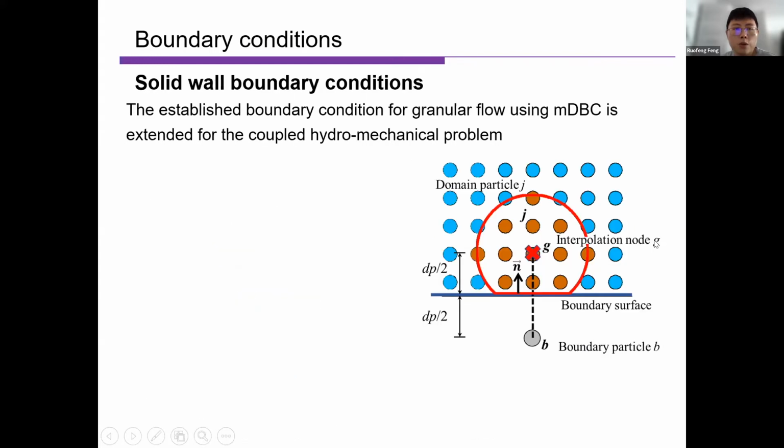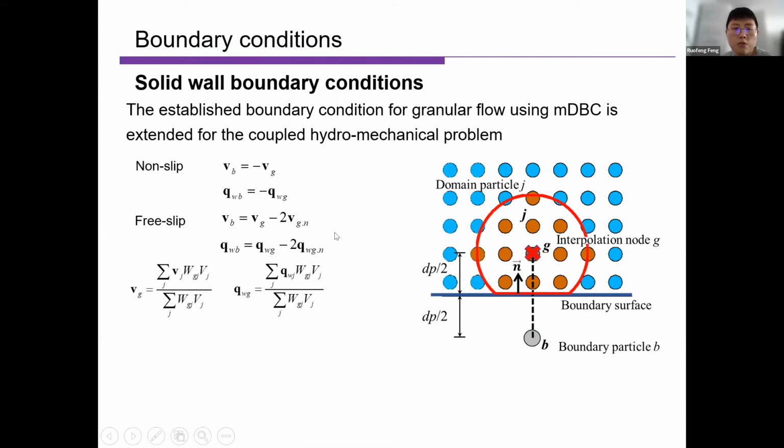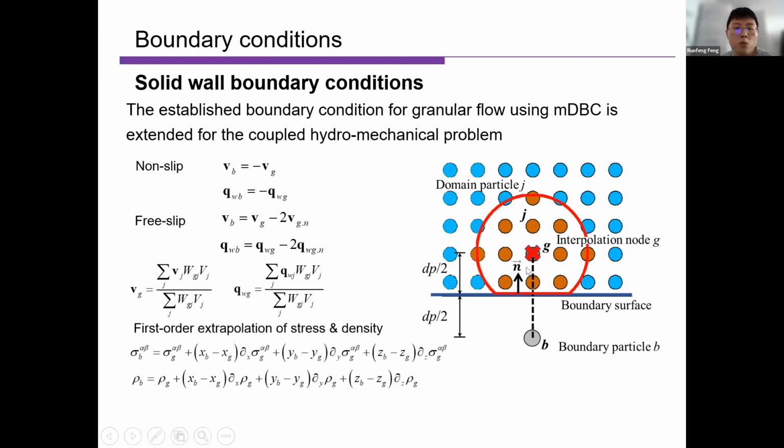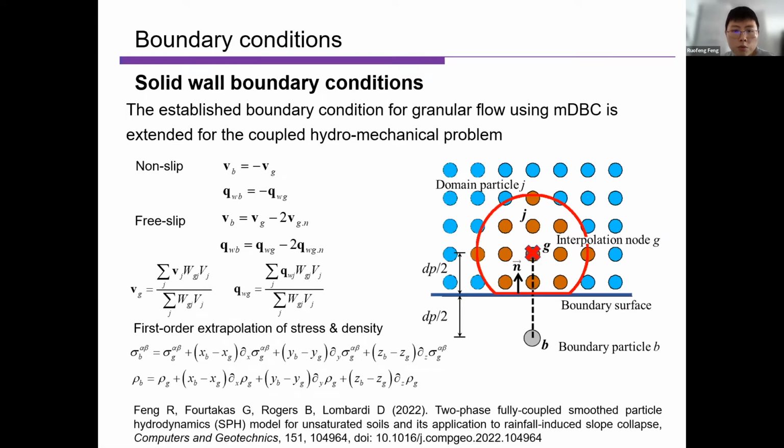And for the wall boundary condition, the established boundary condition for granular flow using MDBC is extended for the coupled problem. So we have the no slip and free slip boundary conditions, which are quite similar, and we extrapolate both stress and density. So you can refer to our recent publication for more details.